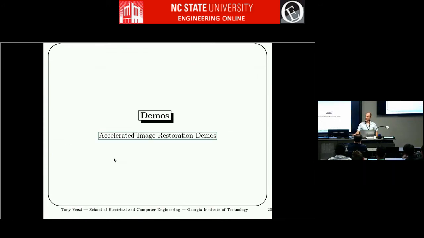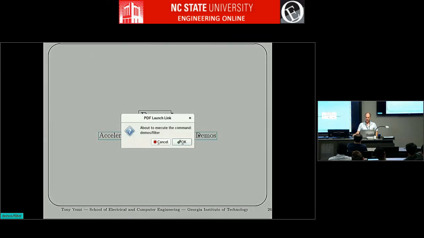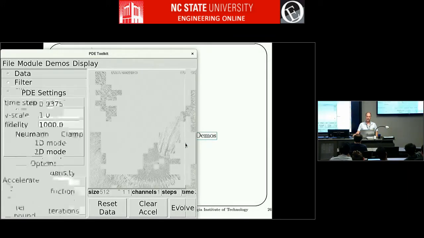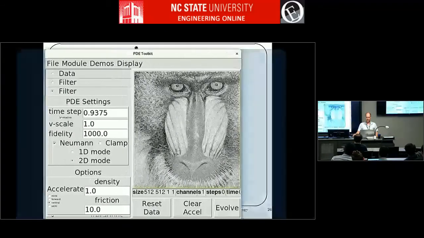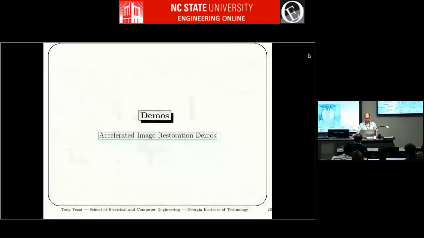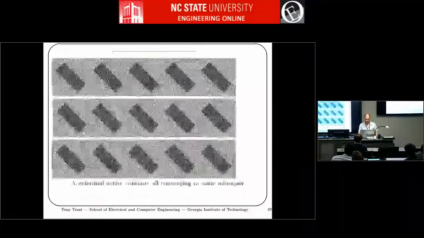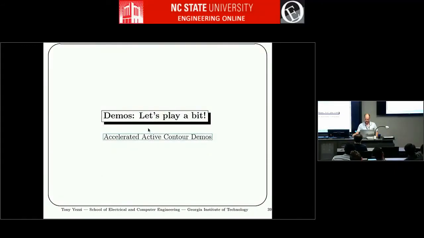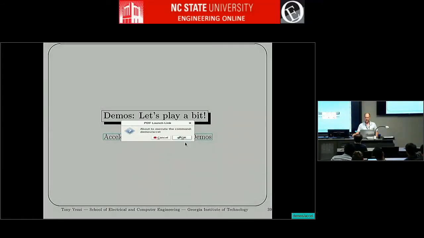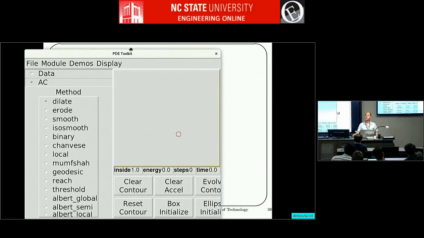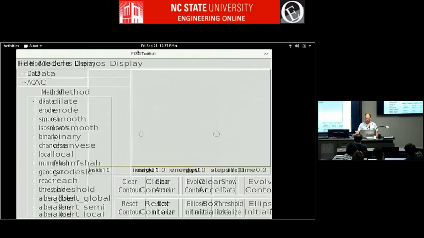So let's look at demos for the active contour case, and then I'll explain a couple of ideas of what you can do. Oh, sorry. Let's go here. Here we go. And then I'll go back to a couple of slides that talk about more interesting things you can do with the mass now.